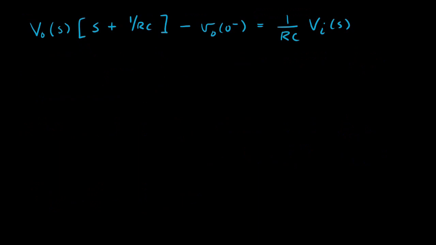Okay, so if we write everything together, we're going to have V out of s times this expression, s plus 1 over RC, and then minus our initial condition, and that's going to equal 1 over RC times Vi of s, the right-hand side of the equation. Now, we've seen this structure before, and that was kind of the point, is we go over this from several different perspectives, so you see how these things are all tied together. They're all essentially the same mathematics. It's just we have different angles on them depending on how we're using them.